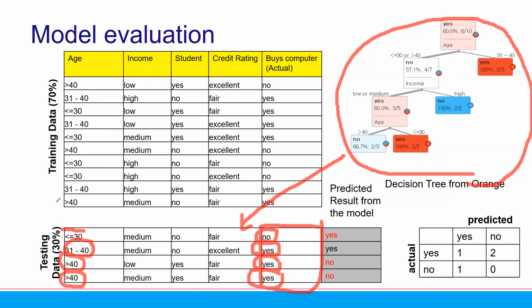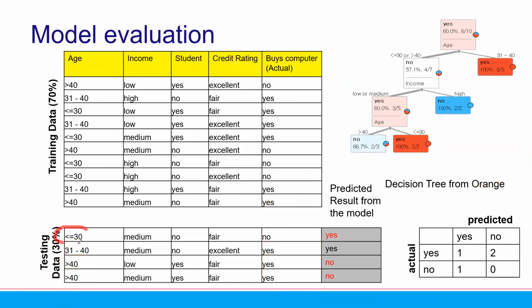So we need to check one by one. Okay, let's see. The first is age, less than or equal to 30. In this case, we have the option less than or equal to 30, or 31 to 40, so we go to this one. And then check income equals medium. Okay, we go to this side. And what about the next? We can check the student. Okay, but this is the attribute age, so age is less than 30. This will be the result. The decision is yes, so the prediction result is yes. But the actual result is no.